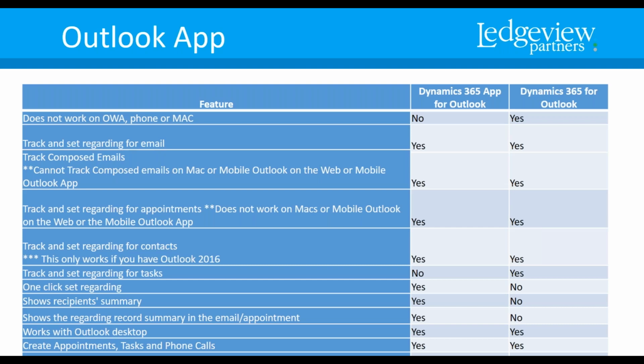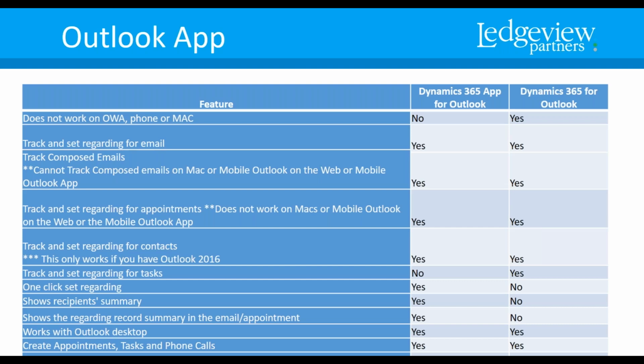One-click set regarding. Very excited to show you this during the demo. Saves you a lot of time when doing set regarding. Not a feature in the Outlook client. Shows recipient summary and information about them, including next activity and last activity. Huge tools that you can use when you're emailing and conversing with a customer. That's available on the Outlook app, not on the client.